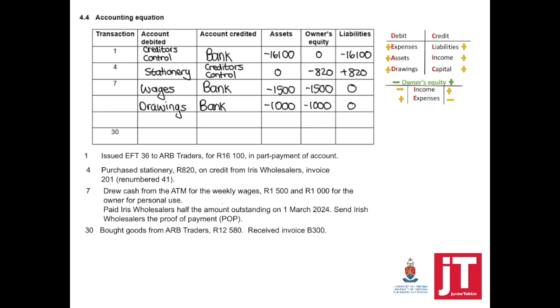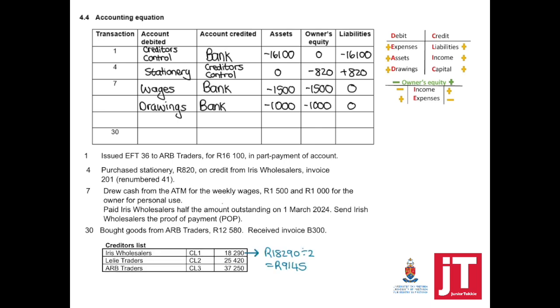1,000. Then paid Iris wholesalers half the amount outstanding. This means that we took the balance from the creditors list and we divided it by 2. If a payment is made, bank is credited, the rest is debited. Creditors control will be debited. Minus 9,145, because my bank is an asset which will decrease on the credit side. Liabilities will decrease on the debit side.